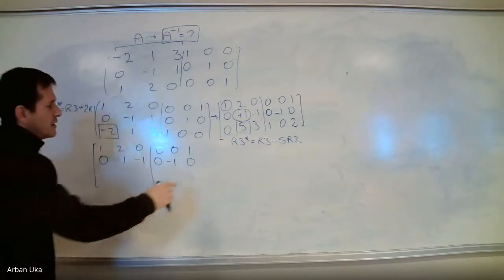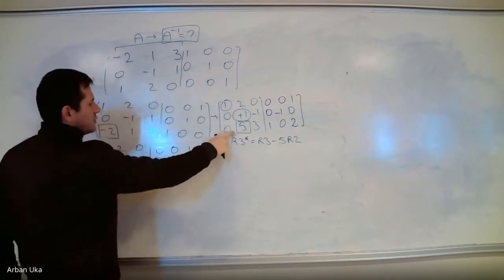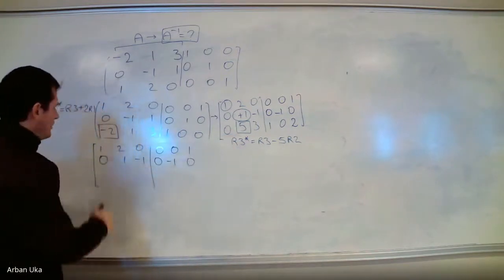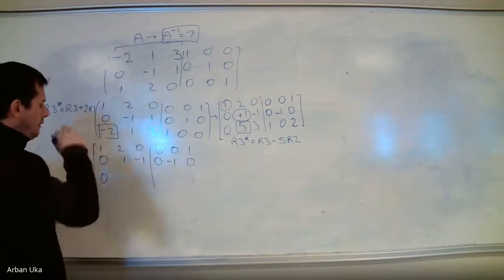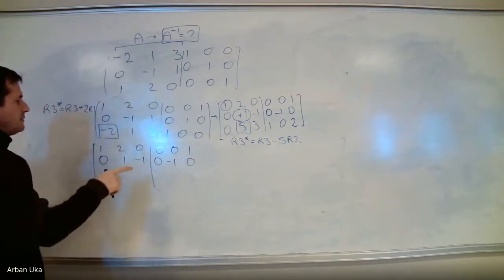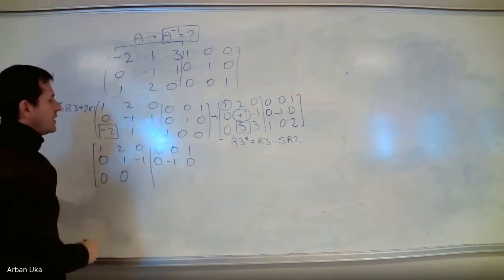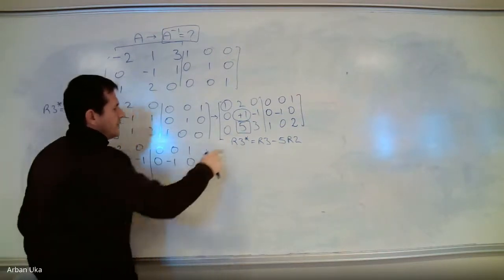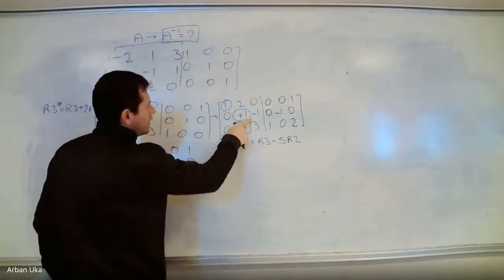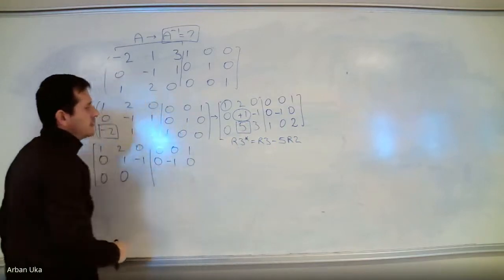Now let's apply this modification. We say row 3 is equal to row 3 minus 5 row 2. This is 0. And then we have 5 minus 5, 0. That's what we were aiming to do. 3 minus 5 times minus 1, we get 3 plus 5, 8.